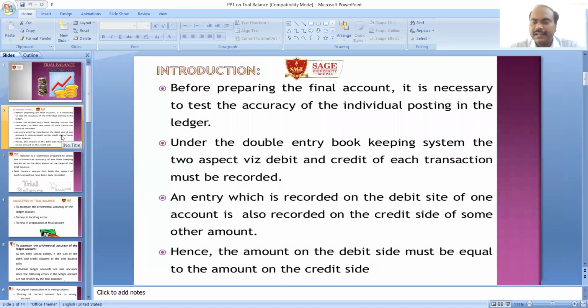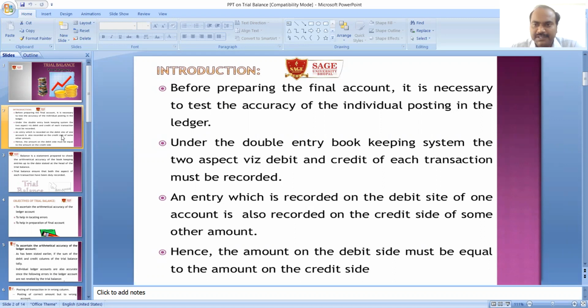Before preparing the final accounts, it is necessary to test the accuracy of the individual postings in the ledger, because it is very helpful for everyone in seeing, while preparing final accounts, what the necessary accounts are. So for preparing final accounts, it is necessary to test the accuracy of the individual postings in the ledger so that there can be accuracy.